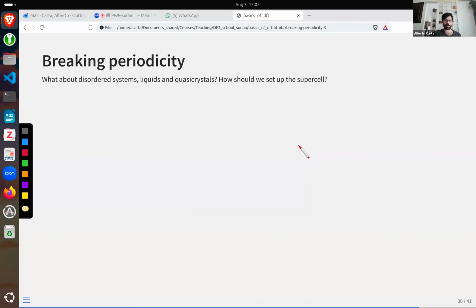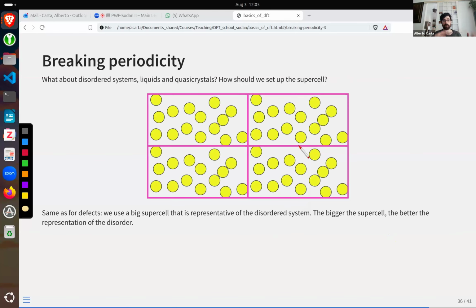So same thing for liquids or quasi-crystals. If we look at a liquid system or a disordered system, in order to describe it, we need a system that is periodic, but where the cell is big enough to be able to simulate the disorder in the system.